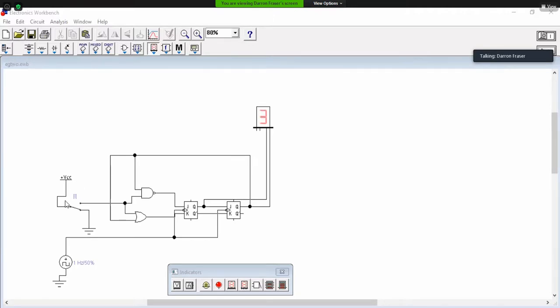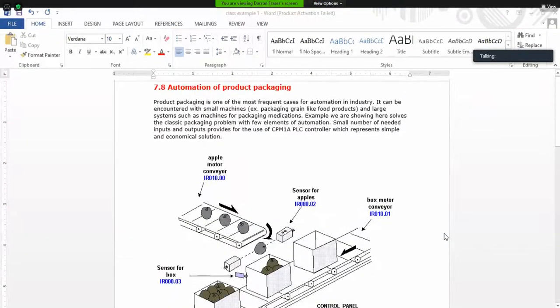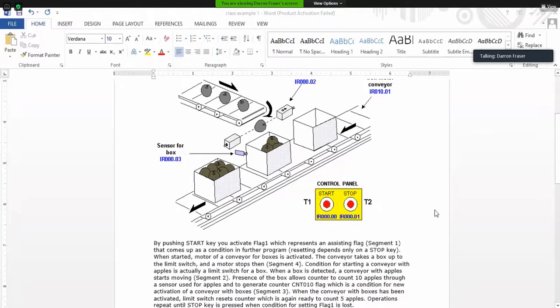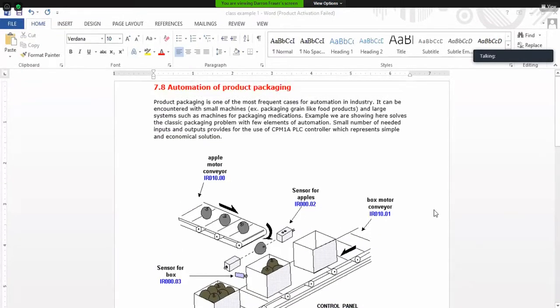So I want to go from the idea that we had last time, because we were just talking about counter circuits. But now we want to use the same principles to design some other circuits. Here's a problem that I want us to look at today. Took it out of the PLC book, but we want to design a control circuit to run this operation.